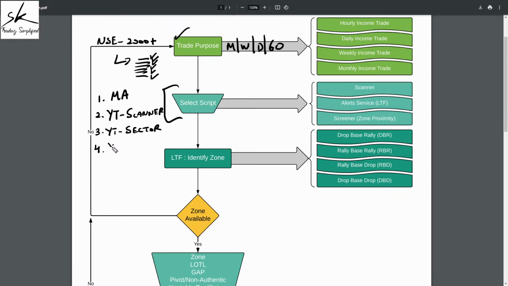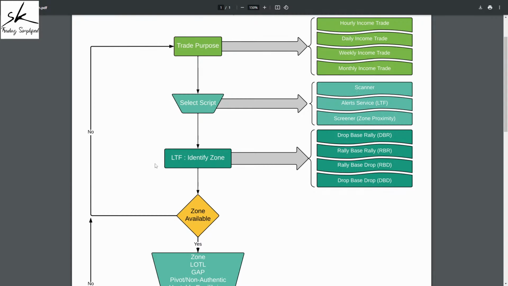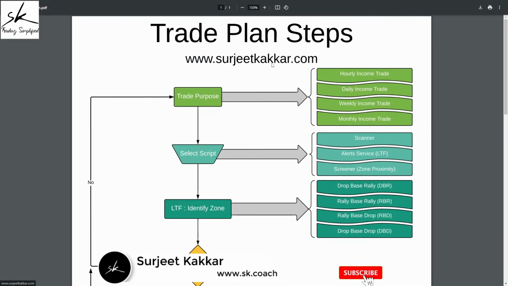Fourth example, on my YouTube channel, search for top-down analysis. You'll also be able to find a video on top-down analysis, which can help you in shortlisting symbols. So these are three, four different examples of scanner screeners which can help you in shortlisting symbols. But you're not restricted only to these three, four. Let's look at a few examples before we move ahead.